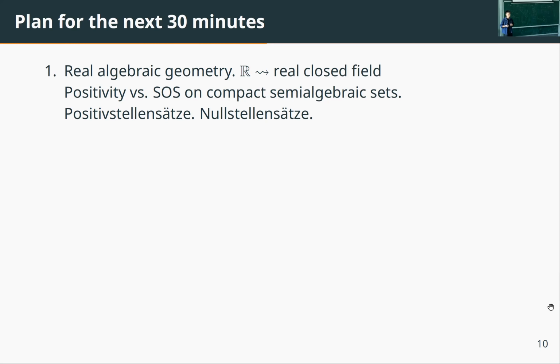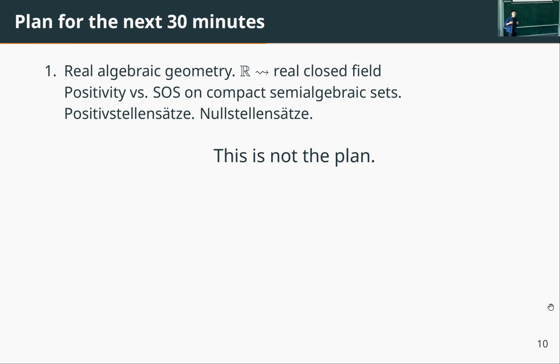For example, you can consider some complicated fields other than the real number field, or you can consider positivity and sum of squares on compact algebraic sets, which is crucial in practical use. The study of all those things has fancy names, called Positivstellensätze and Nullstellensätze. None of them will be talked about in my talk. I really want to talk about this positivity versus sum of squares problem in a quantum information setting.